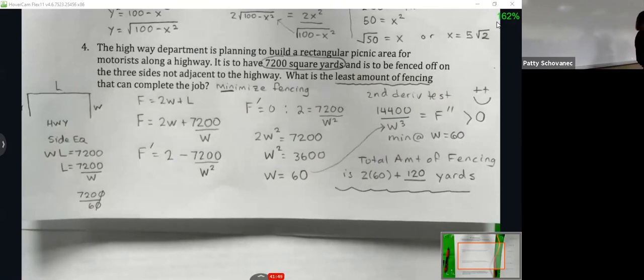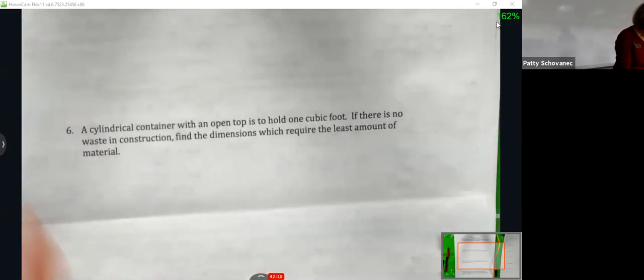So that was kind of the opposite of what we did earlier. We had the amount of fencing, and then we wanted to maximize area. This time we've got area, and we want to minimize fencing. Just as much fun. So if you're wishing we had more, by gosh, we do, because there's a backside to this.